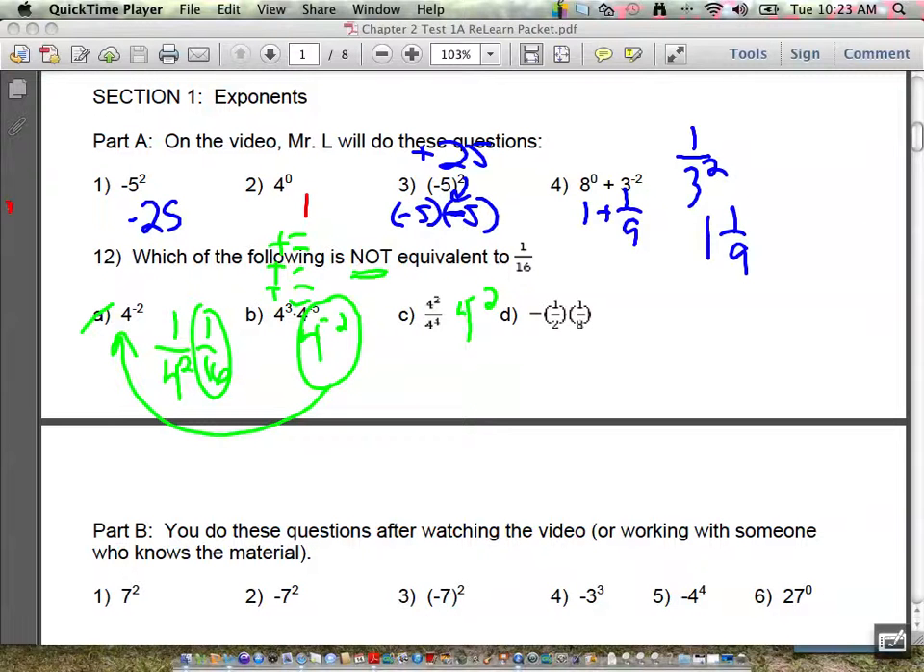Let's try this guy. What's 1 times 1? Oh, that's a killer. 1. 8 times 2? 16. I'm multiplying by a positive, so I keep that sign. Hey, it's supposed to equal 1/16. What does this say? Negative 1/16. Here's my answer.